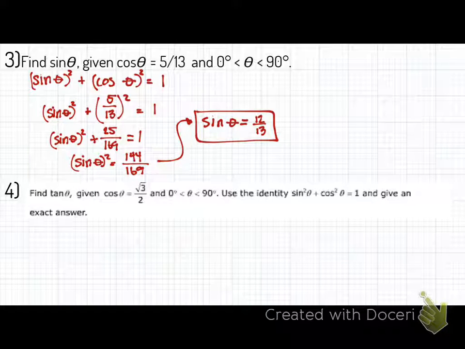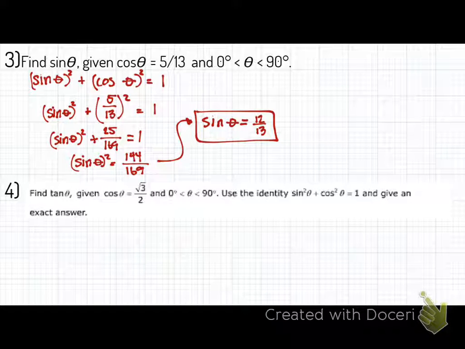Okay? Next one. Now look at number 4. What's different about number 4? What's it saying? Find what? Tan of theta. Tan of theta, right? Okay. Well, let's go back to our paper. We know sine is what? Y or x? Sine is what? Y. Cosine is what? Okay, tangent is what?